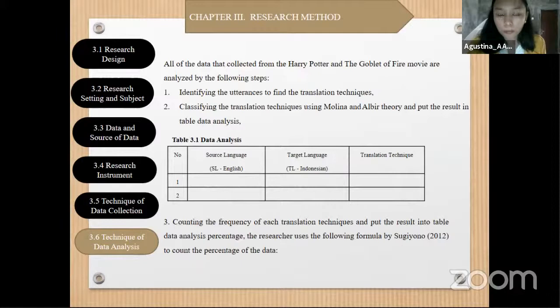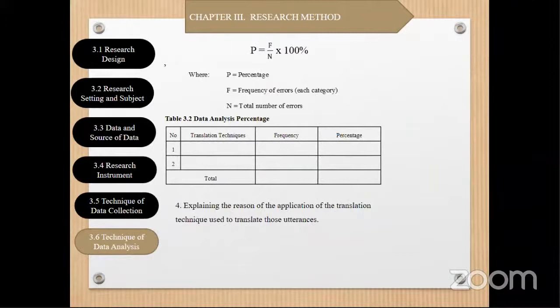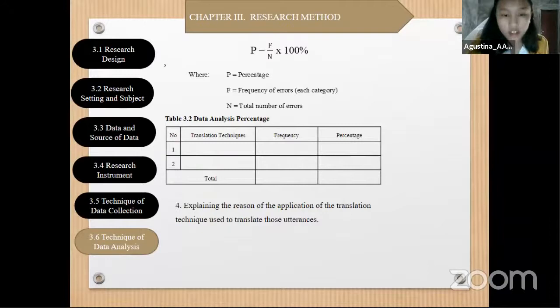Second, the third step is to count the frequency of each translation technique and put the result into the data analysis table. The researcher uses the following formula by Sugiyono to count the percentage of the data. P is equal to F divided by N multiplied by 100%, where P is percentage, F is the frequency of the translation technique for each category, and N is the total number of translation techniques. The data analysis table consists of translation technique, frequency, and percentage of this translation technique. The fourth is to explain the reason for the application of the translation techniques used to translate these utterances.